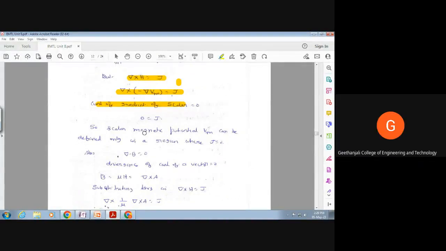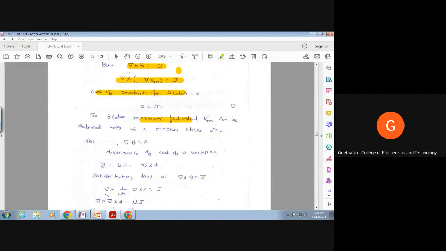That magnetic potential is going to be a vector magnetic potential. Let us see how this vector magnetic potential can be defined. We have Maxwell's equation that divergence B is equal to 0. And there is one identity: divergence of curl of a vector is equal to 0. Divergence B is equal to 0. That means B can be written as curl of some vector. So B is equal to mu H is equal to curl A. So A is defined as the vector magnetic potential.